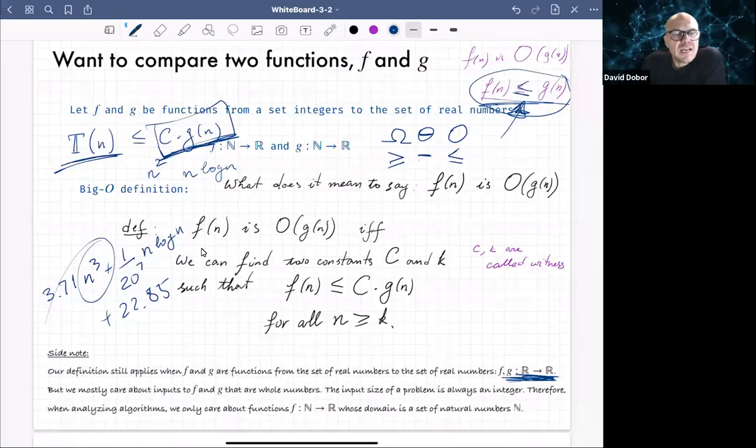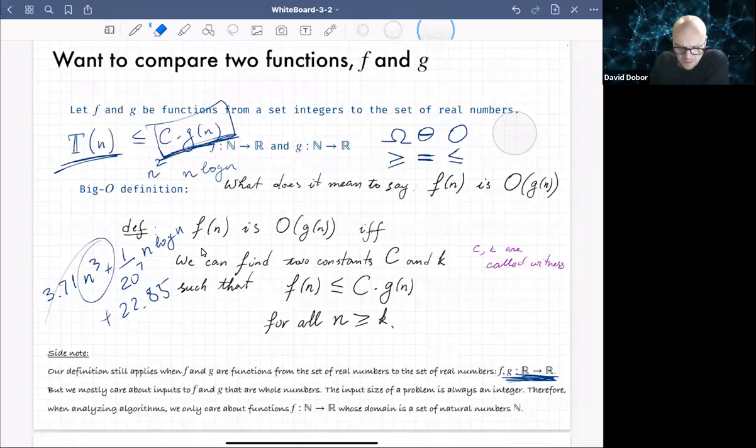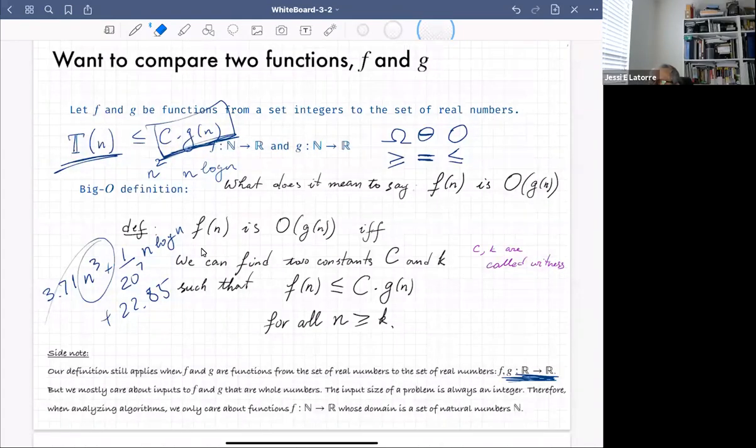Okay, so that's what it is. Now, I don't want to deviate even more, so let me just erase this, because we could talk about this for a little bit. Yes, question, please. One more question, yeah.